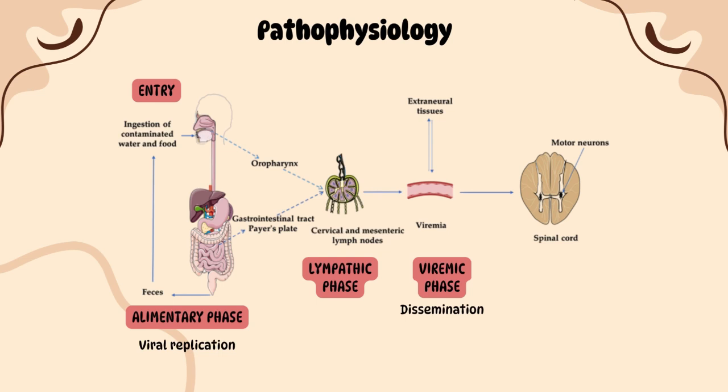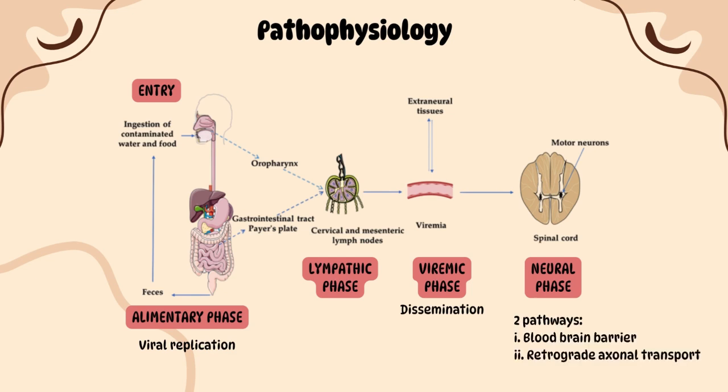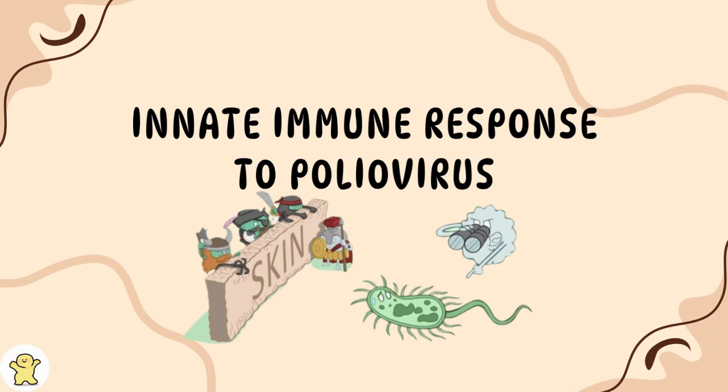In a minority of cases, the virus progresses to the neural phase. It crosses the blood-brain barrier or travels through the nerves via retrograde axonal transport to reach the central nervous system. The virus infects anterior horn cells, damaging the motor neurons and causing paralysis of the limbs. In the bulbar form of poliomyelitis, the virus affects the brainstem, which can lead to respiratory failure and may be fatal.